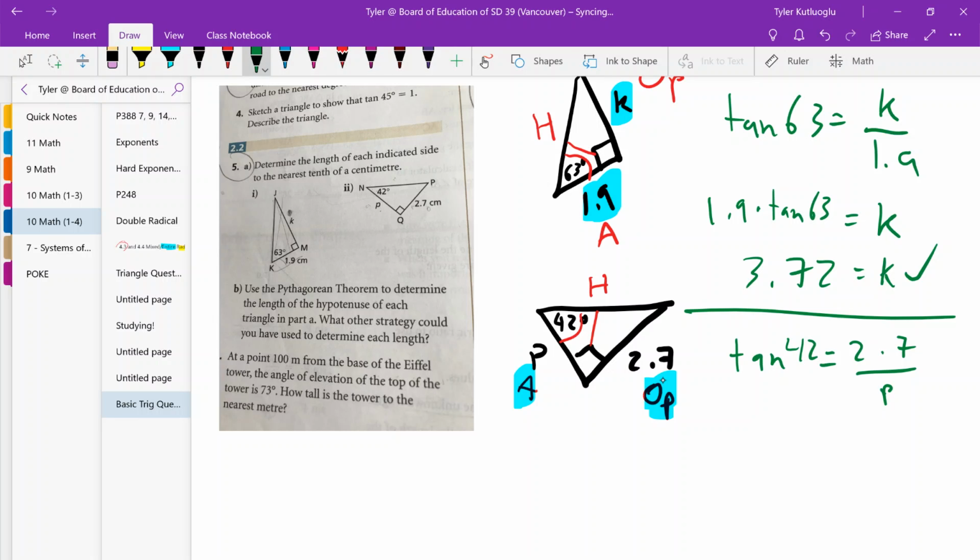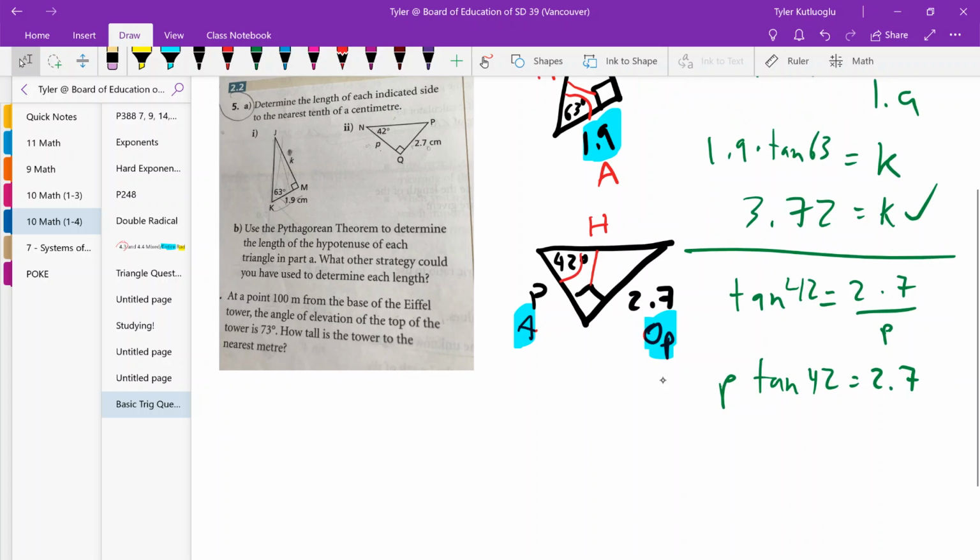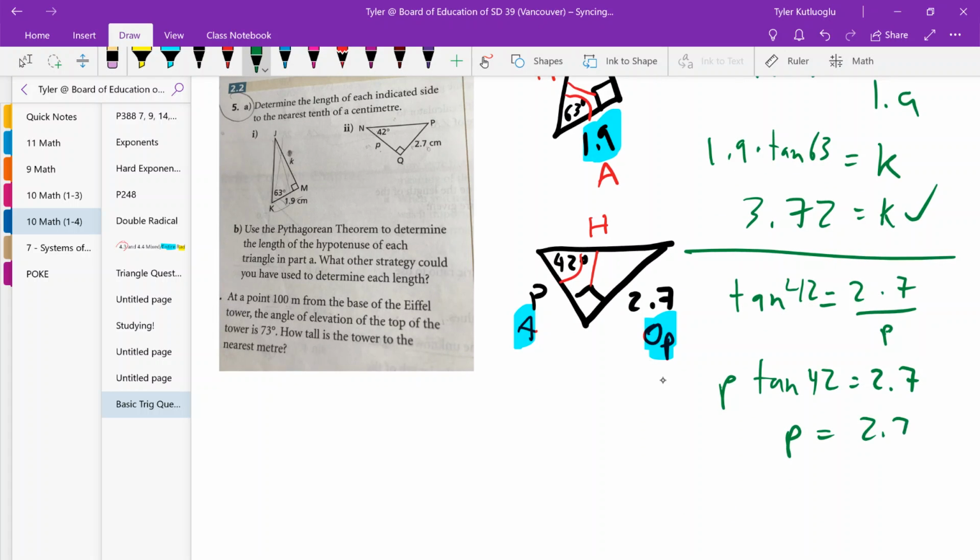Okay, so now I need to isolate P. So I'm actually going to multiply both sides by P. So we get P tan 42 equals 2.7. Then I'll divide both sides by tan 42. So I get P equals 2.7 over tan 42. Cool. So I isolated P. Now I just need to sub in the numbers to find the answer. 2.7 divided by tan 42 gave me P is equal to essentially 3. 2.999, whatever. It's 3. Okay? Cool. Oh, and units, I guess. Centimeters. My bad. And this was centimeters as well.